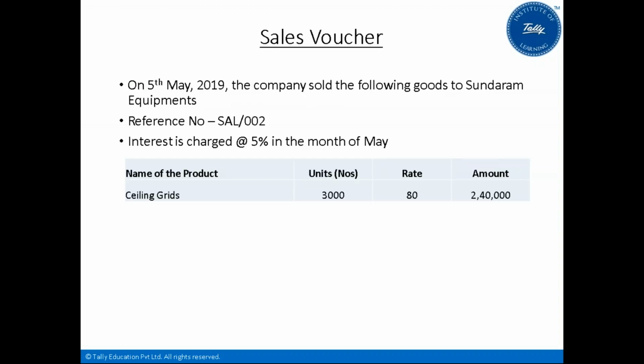On 5th May 2019, the company sold the following goods to Sundaram Equipments again. This is the second sale, but here you can see the interest is charged 5% in the month of May. The month of May, it is not 2%, it's 5%. So in this case, I would like to tell you what exactly you need to do.